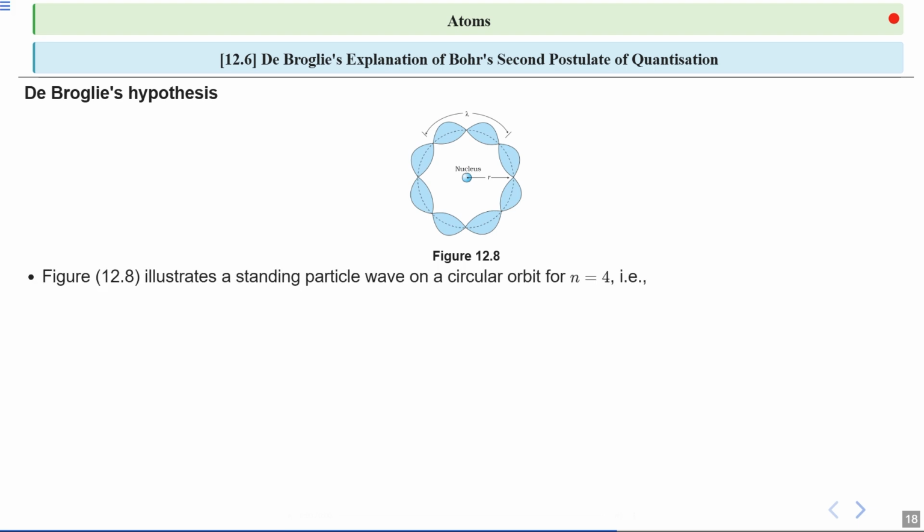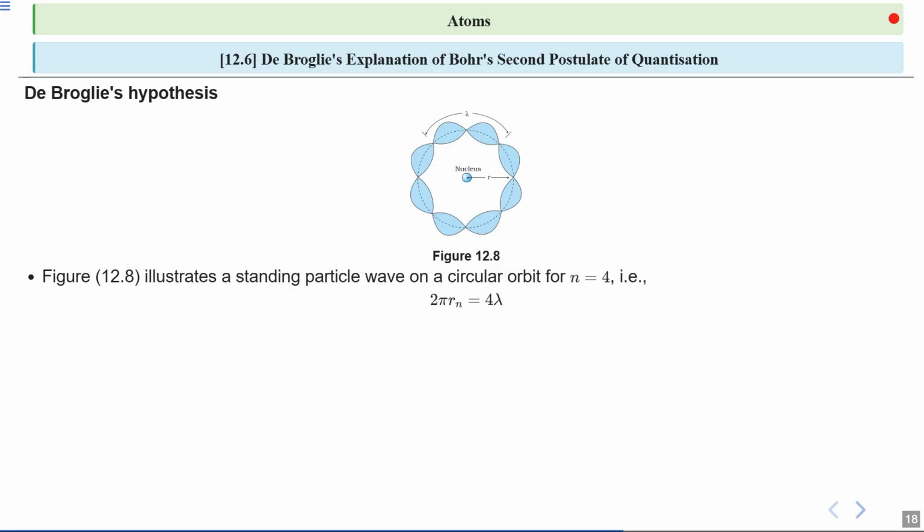So figure 12.8 illustrates a standing wave on a circular orbit for n equal to 4. That is, the formula here is 2 pi Rn equal to 4 lambda. It means 4 wavelengths are accommodated in the nth orbit of the electron. This tells us that the circumference of the orbit, which is 2 times pi times the radius of the nth orbit, is equal to 4 times the wavelength of the electron. This is what allows a standing wave to form.